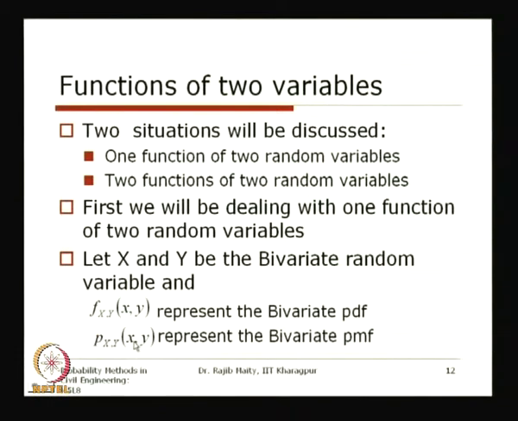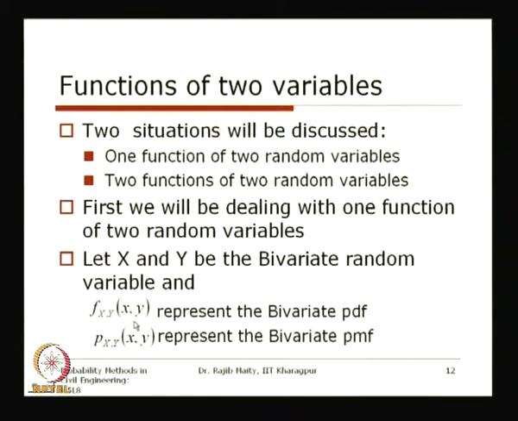Basically, here two situations can happen. As you know, we are first taking the bivariate case. So for two random variables we can have one function, or we may also have two functions of the two random variables. First we will take up one function of two random variables. Suppose the two random variables are x and y, then x plus y is one function, which uses both random variables. So x plus y, x minus y, like this.